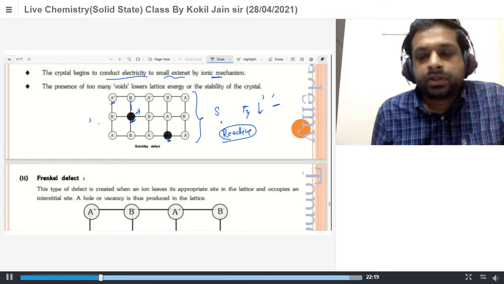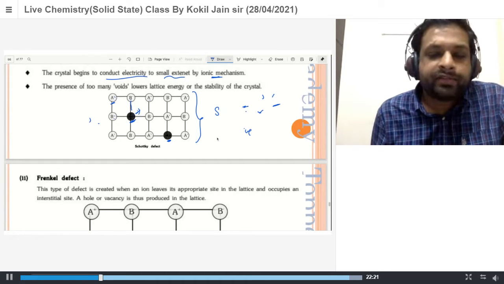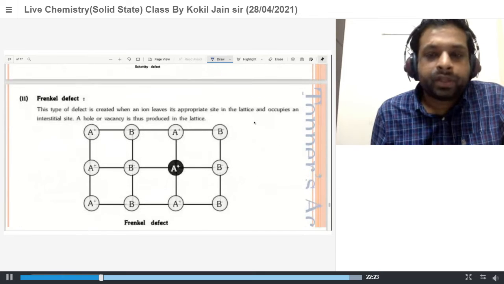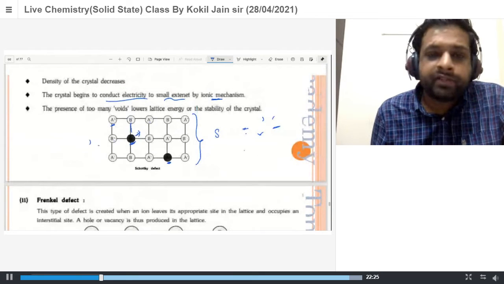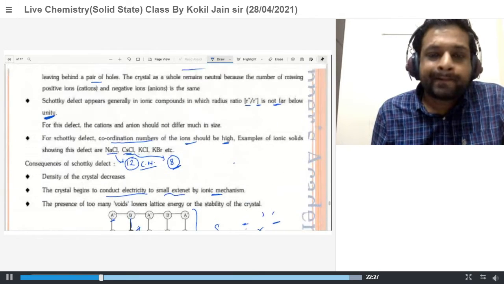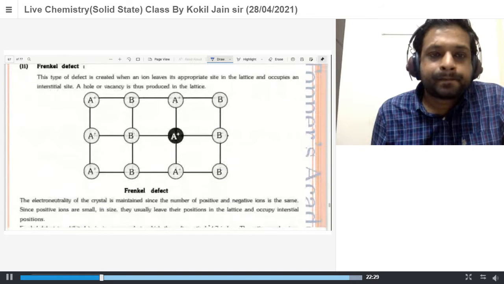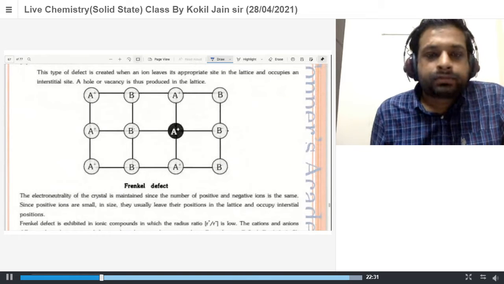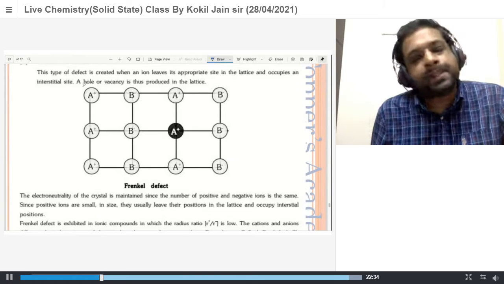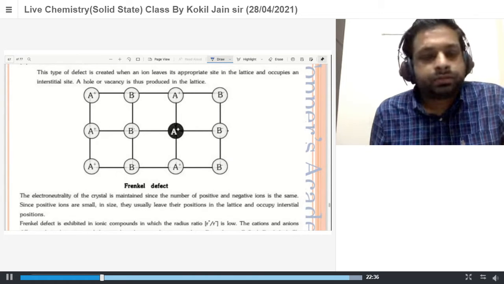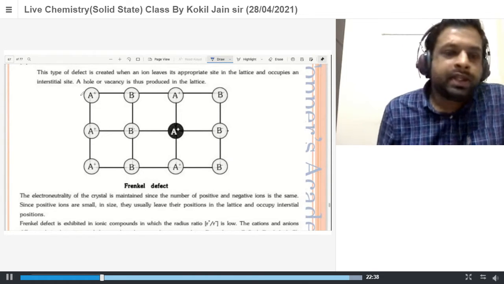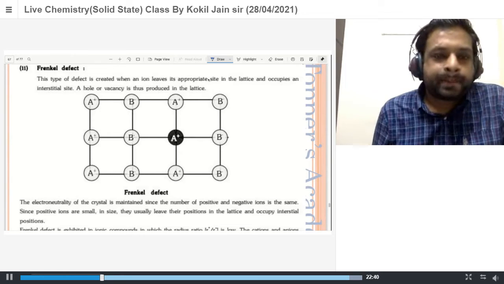Now let's see the Frenkel defect here. Understood all about Schottky defect, everyone? Yes. Yes, sir. Okay. Now let's see the Frenkel defect here.